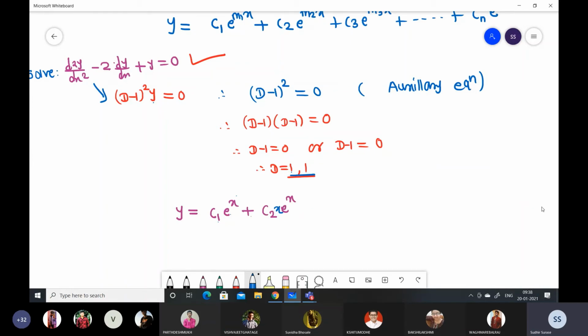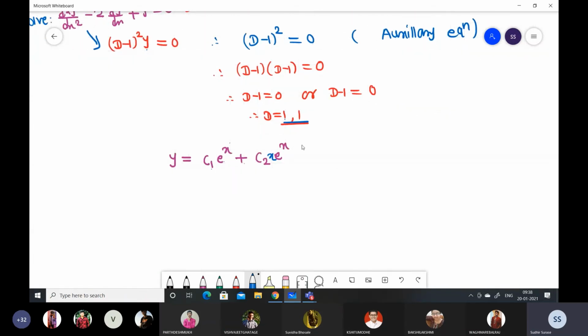So what about if we have three repeated roots, let's say 1 comma 1 comma 1, then in that case we have to write the solution as y equals c1 e to the power x plus c2 x times e to the power x plus c3, now c3 times what? We have to raise the power of x, so it is x square e to the power x. That way we have to write the solution.